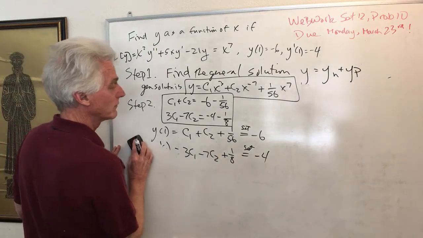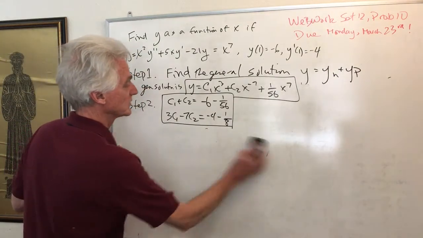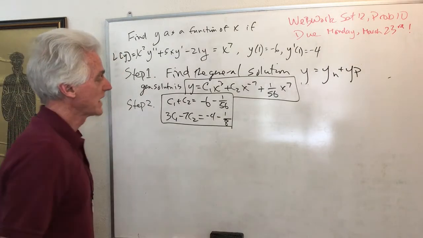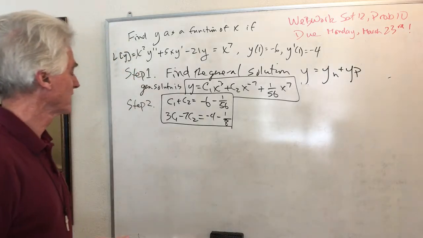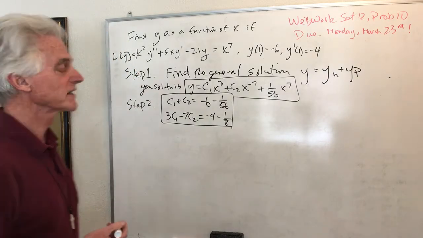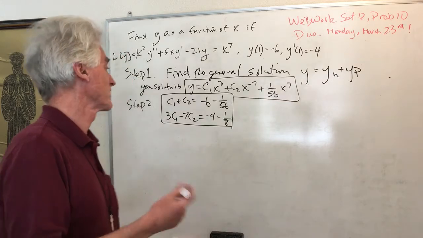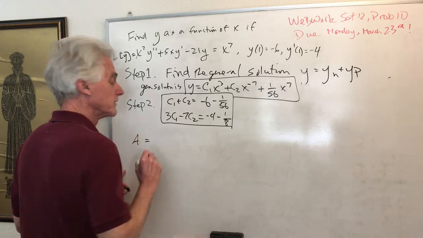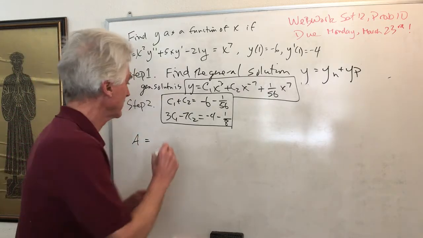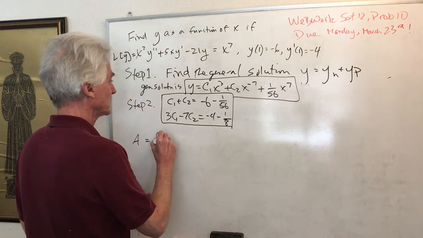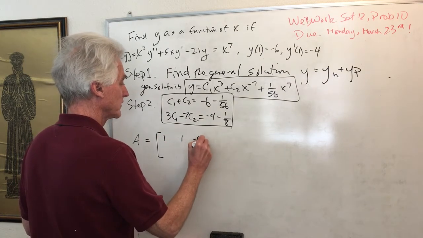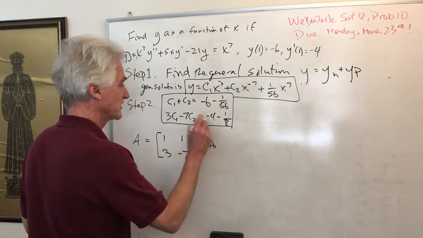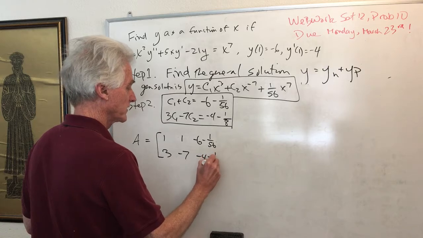All right, so now we're going to go to step 3, which is find C1 and C2, and then plug them back in. Now, in some easy problems, we expect you to do this by hand, but it's really gross. So actually, I did this on my calculator. I just defined A on my calculator to be the augmented matrix for this system, which is 1, 1, negative 6 minus 1 over 56, and 3, negative 7, negative 4 minus 1/8.